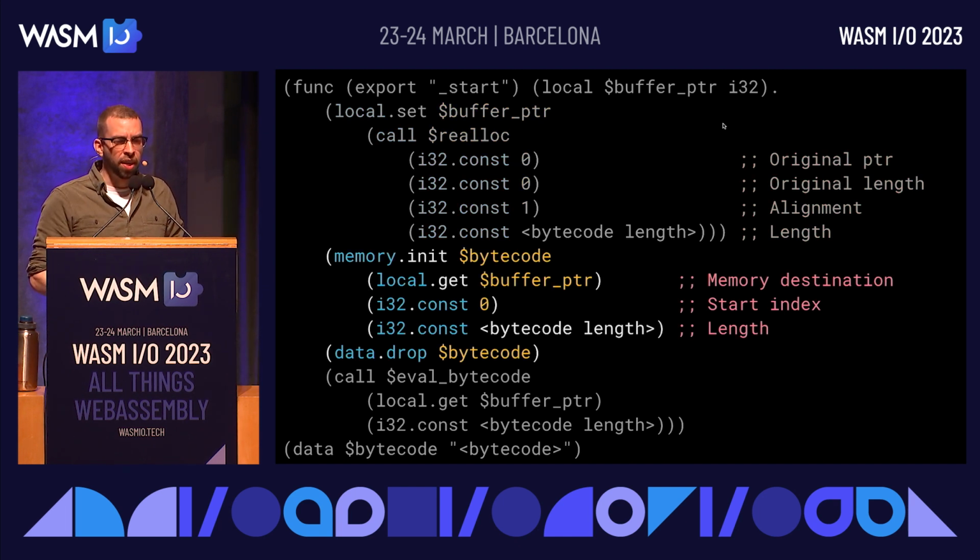And then, given that we have that memory address to write the bytecode to, we call the memory init instruction, which basically says, hey, take this data segment and put your entire contents inside this memory address, please. And so we give it the bytecode data segment that contains the bytecode, and we give it the address of the memory we just allocated, tell it to start at the beginning of the data segment, and tell it the amount of memory we want transferred out of that data segment into that memory address we just allocated. And then we drop the data segment because we don't need it anymore. And then the big step, calling evaluate bytecode. Again, giving it the address where we just copied the bytecode to and the bytecode length, and off it goes.